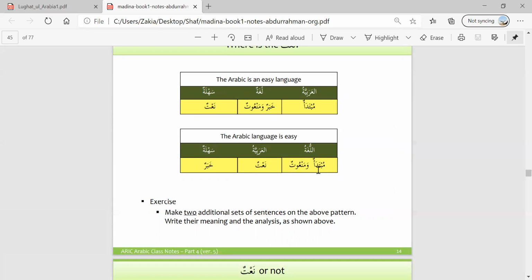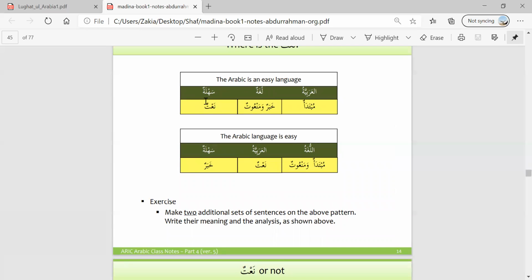Here you have al-lughatu al-arabiyyatu sahlatun. So here you have mubtada wa man'utun. Why? Because this is a mubtada, but it's also matching with this, and this is nat. So remember, the nat has to match the previous noun. So here these two match.